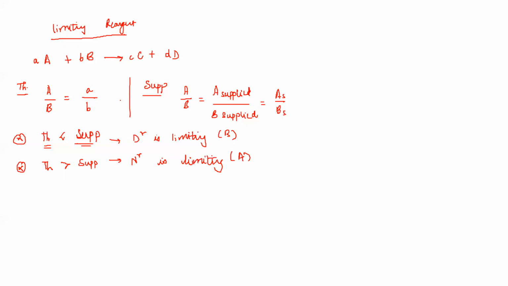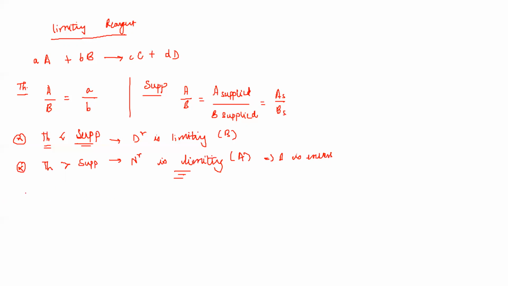Then we studied that in a particular reaction, one reactant is limiting, and the second one is known as the excess reactant, right? So if A is limiting, then B is going to be the excess reactant. So we are going to go with the case that A is my limiting reactant. So if A is my limiting reactant, then B is going to be the excess reactant.